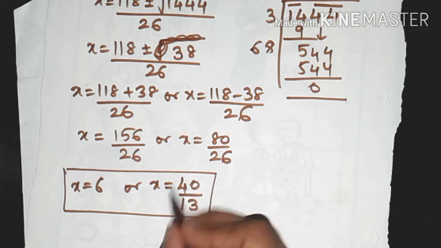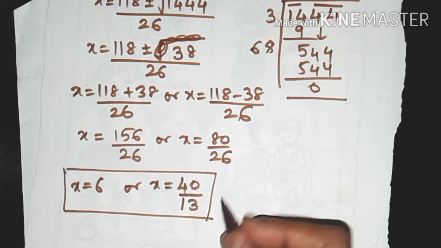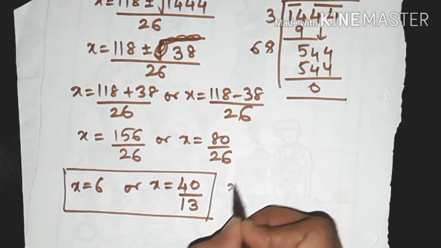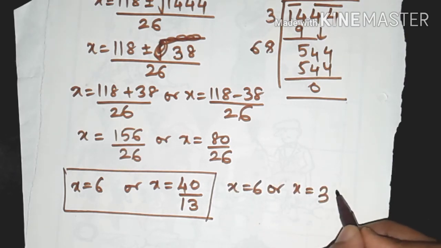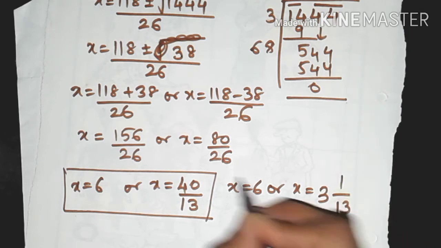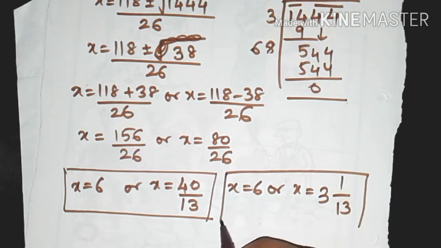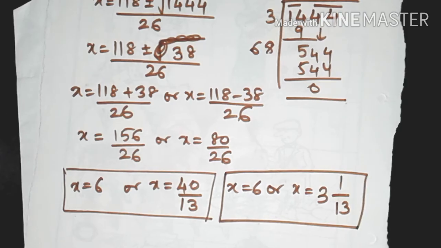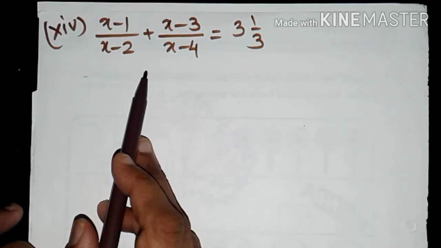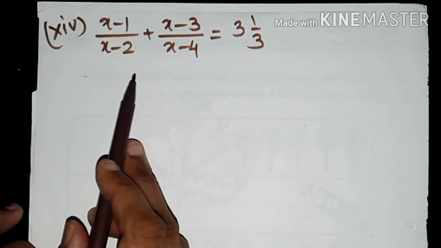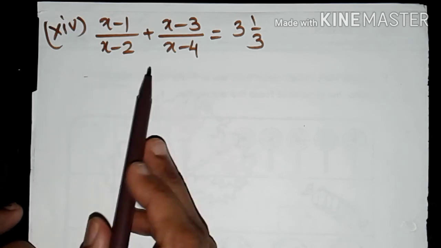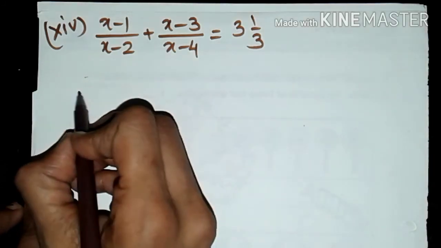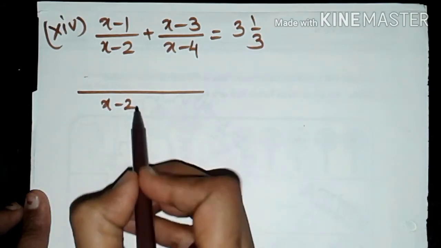Now if you want, you can write this as a mixed fraction. So you can write it as x is equal to 3 1 upon 13. This is the solution set. So as you can see, this is also not in the standard form of the quadratic equation. So what do we have to do? We have to take the LCM and we have to do simplification. So let us do that.